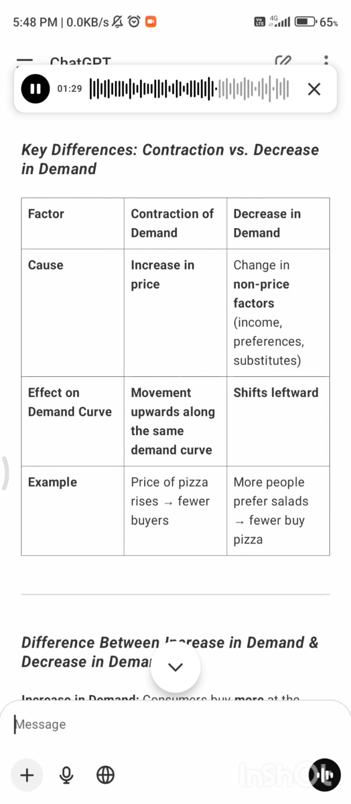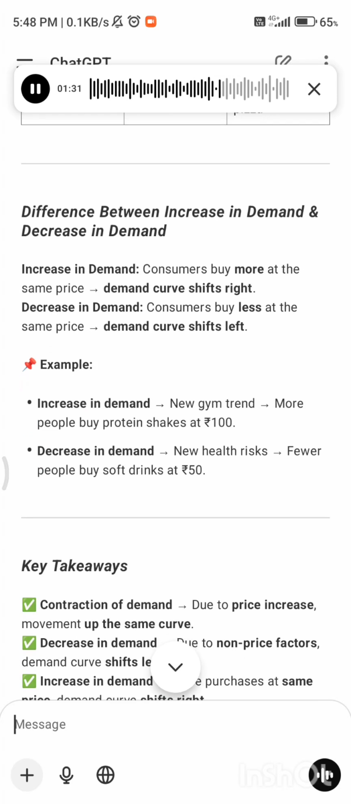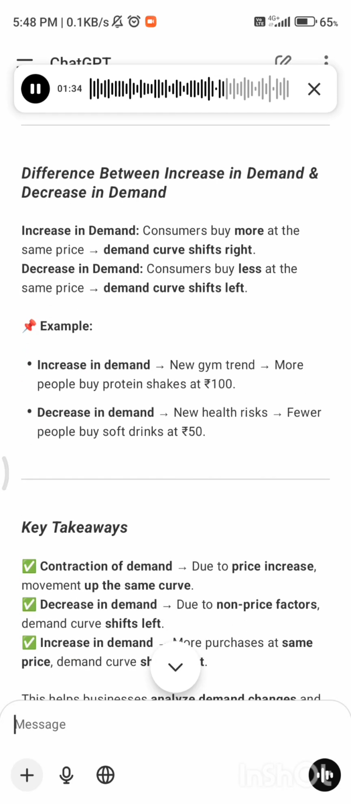Difference between increase in demand and decrease in demand. Increase in demand: consumers buy more at the same price, demand curve shifts right. Decrease in demand: consumers buy less at the same price, demand curve shifts left. Example: increase in demand, new gym trend, more people buy protein shakes at 100. Decrease in demand, new health risks, fewer people buy soft drinks at 50.